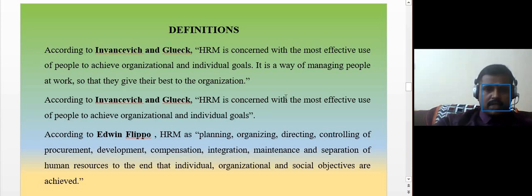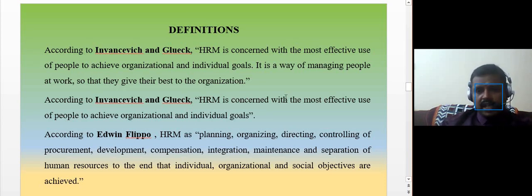According to Van Greek, human resource management is concerned with the most effective use of people to achieve organizational and individual goals. Simply, we have to note it in our mind. Our individual goals always create a major impact on organizational goals. There is no doubt in that.